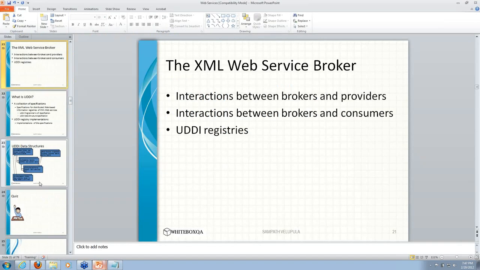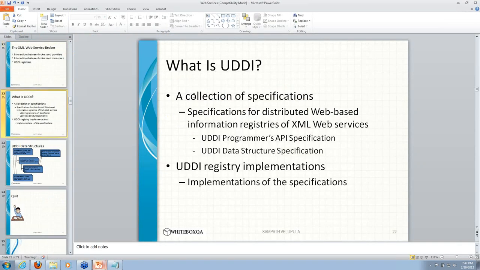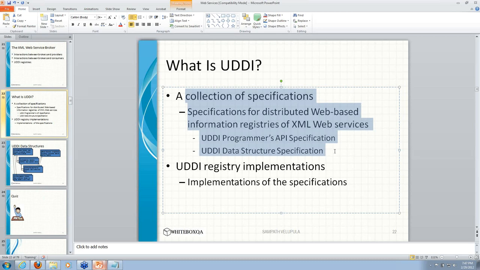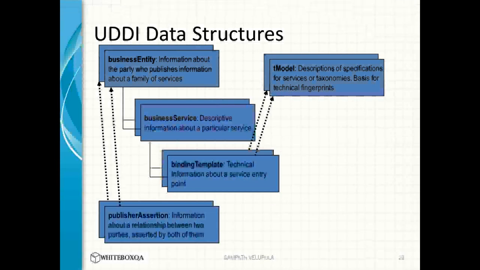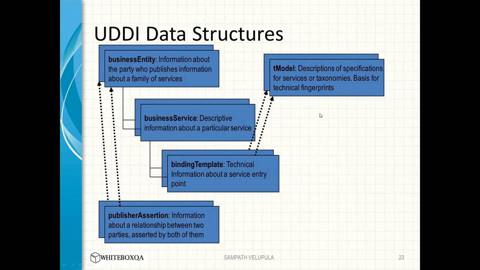So coming back to this one. UDDI is nothing but a collection of specifications, like XML specifications. They are machine readable. Even UDDIs are nothing but files of XML. Every service is nothing but an XML. Inside that XML there is a business entity, business service, business template, publisher assertion, tModel, something. You don't have to really go into this. Trust me, they are not used.